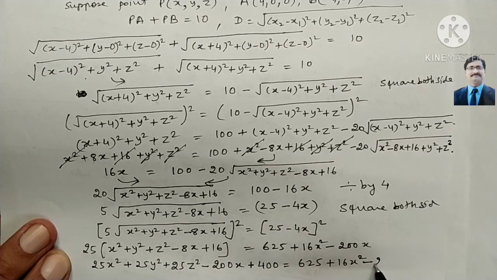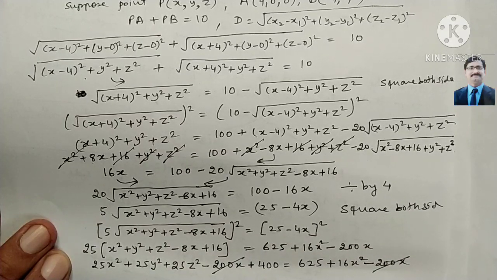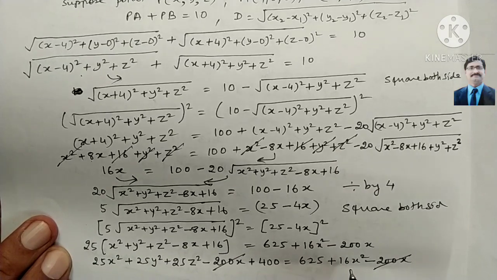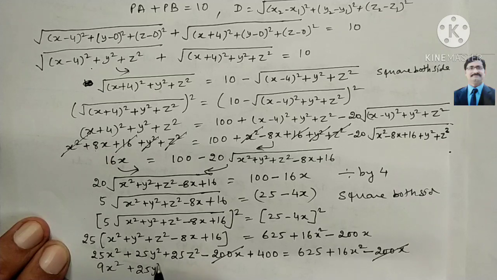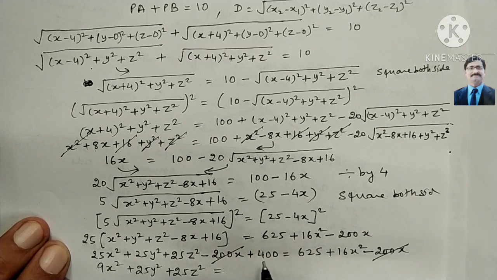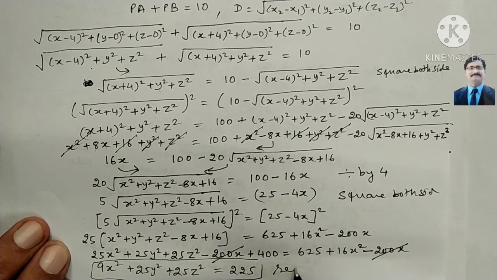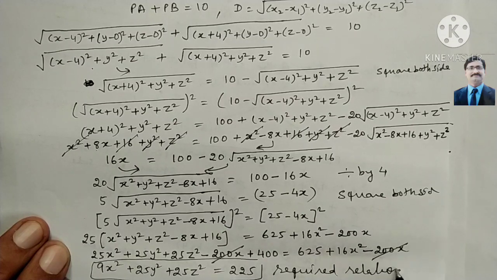The 200x we can cancel, and from 25x square we subtract 16x square, which gives 9x square plus 25y square plus 25z square. The 400 we transfer, so 625 minus 400 is 225. So this is the required relation. Do all of you understand?